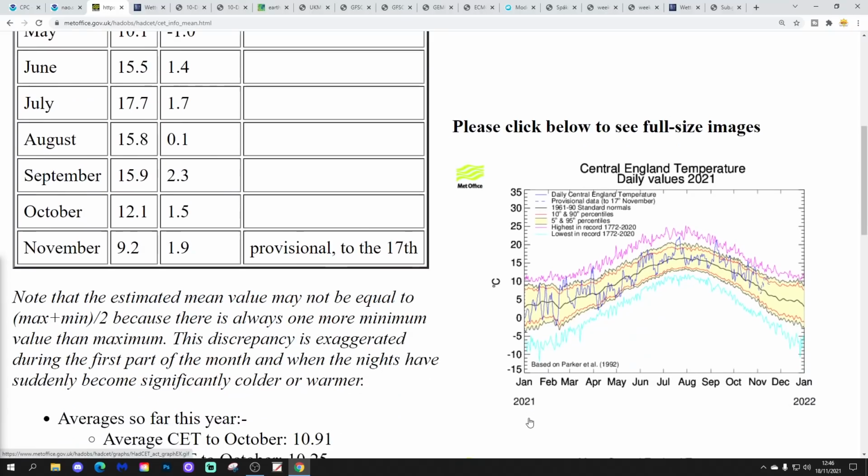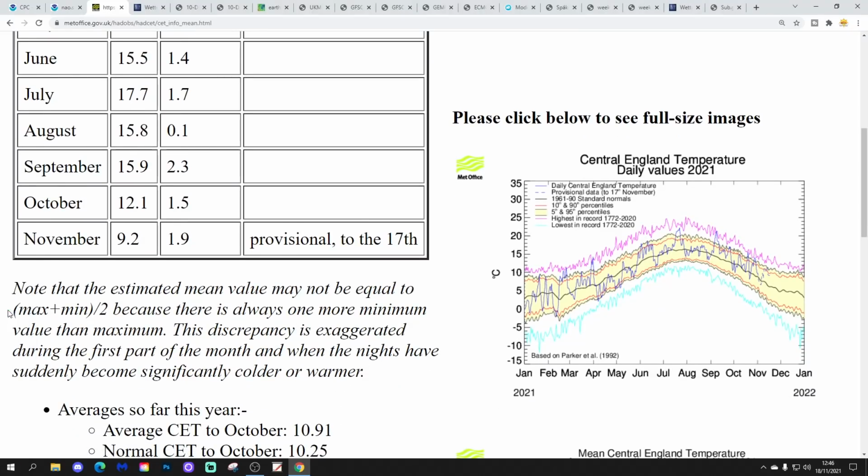Central temperature is looking like this. The CT is currently standing at 9.2. That's around 2 degrees above average. It has been a very mild November so far. That's going to take a little bit of a plummet, I think, next week. That's provisional to the 17th of November, to yesterday.